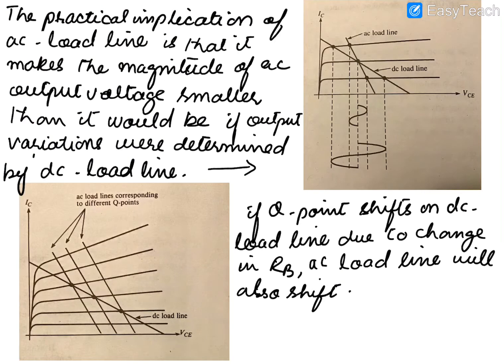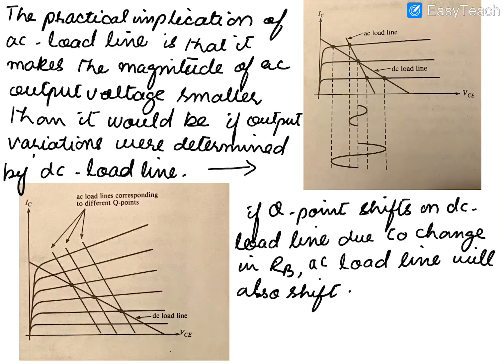So the practical implication of the AC load line is that it makes the magnitude of the AC voltage smaller. As you can see in this figure, the AC load line is steeper than the DC load line. You can see the change in value of IB from IB minimum to maximum. This is the Q point value. Similarly, on the DC load line IB changes from IB minimum to maximum.